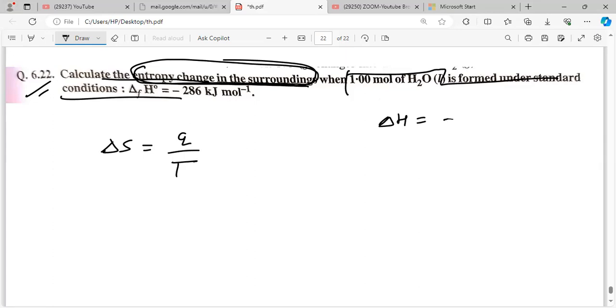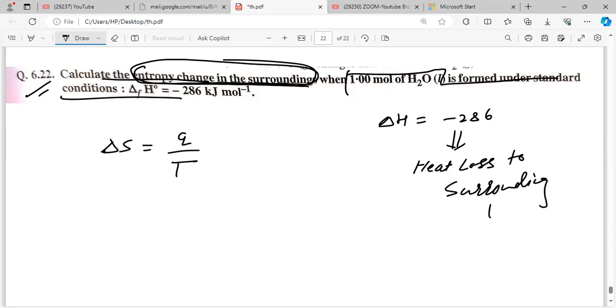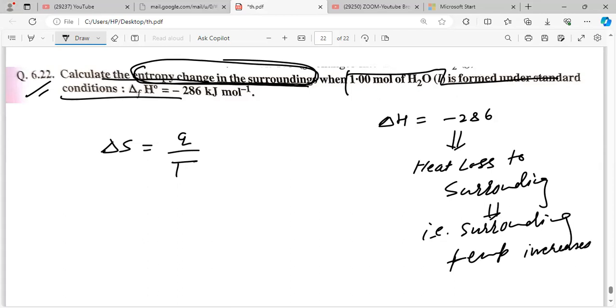Delta H is equal to minus 286. What is this? Heat loss to the surrounding. Yes or no? So the surrounding temperature increases. And what are they asking? The entropy change in the surrounding. So it will be Q surrounding. In spite of taking the negative term, what do we need to take? You need to take positive.